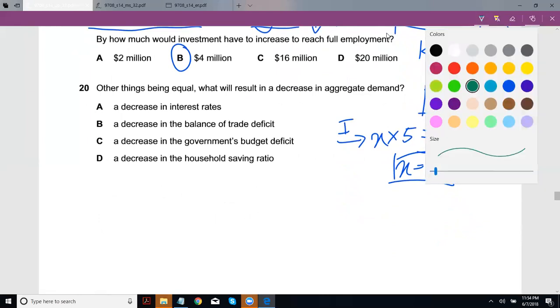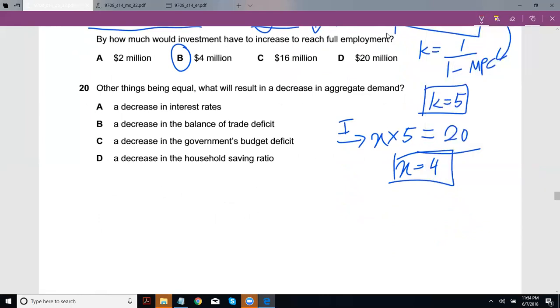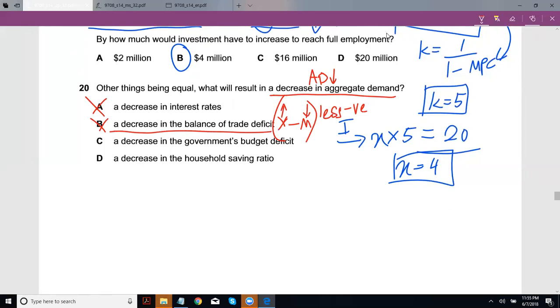Other things being equal, what will result in a decrease in aggregate demand? A decrease in interest rates is expansionary. A decrease in the balance of trade deficit: what they mean is that the deficit has gone down, so export revenue has gone up compared to before and import expenditure has gone down. The bracket is less negative than it was before. So this would in fact only increase aggregate demand, not decrease it.